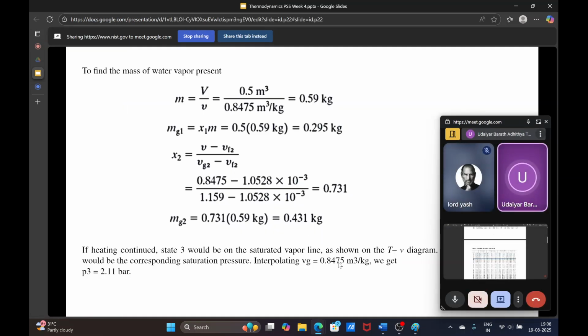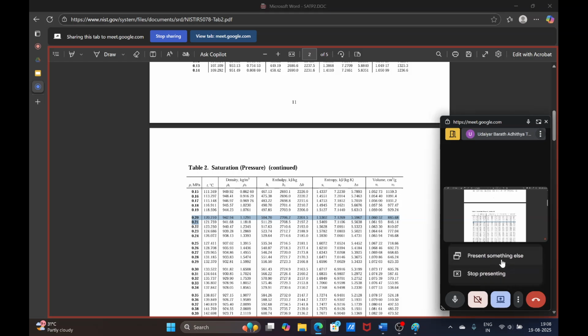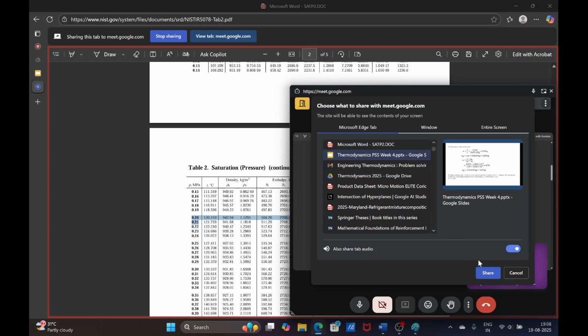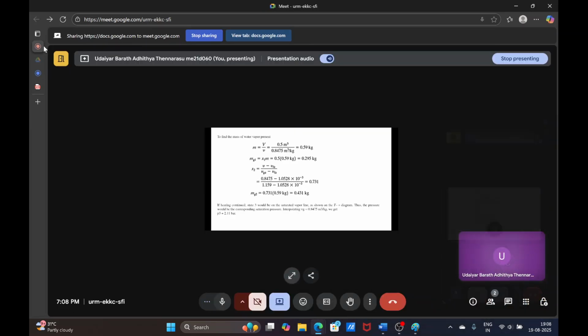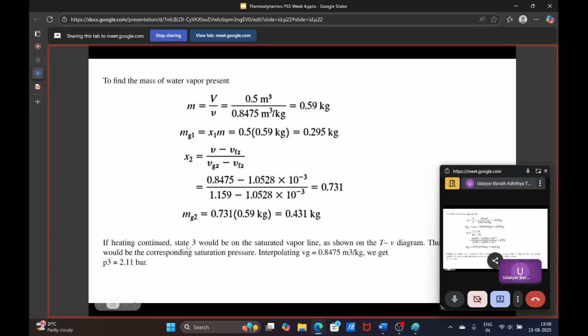We need 847.5. Here at 0.2 it is 885.68, and at 0.21 it is 846.14. So it will lie somewhere in between 0.20 and 0.21 megapascal. So we'll do an interpolation there and we can find the pressure. So that will come out to be 2.11 bar.